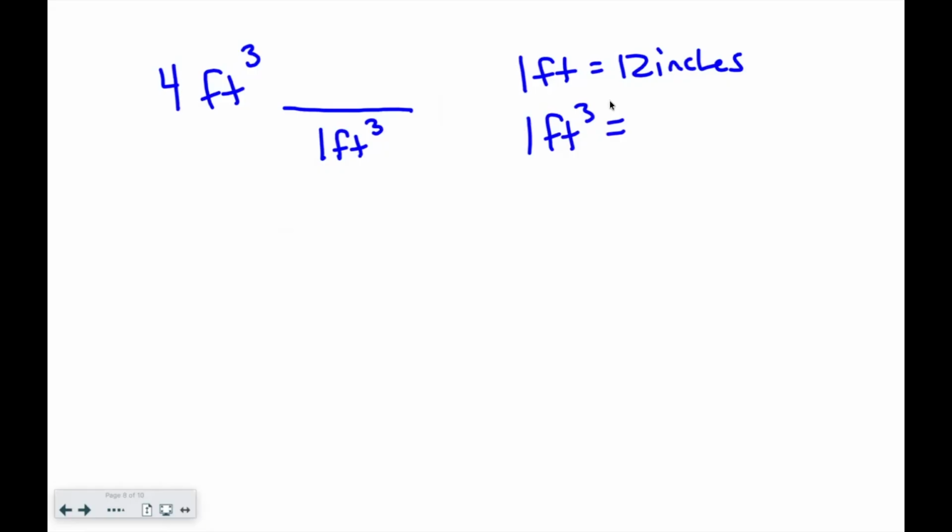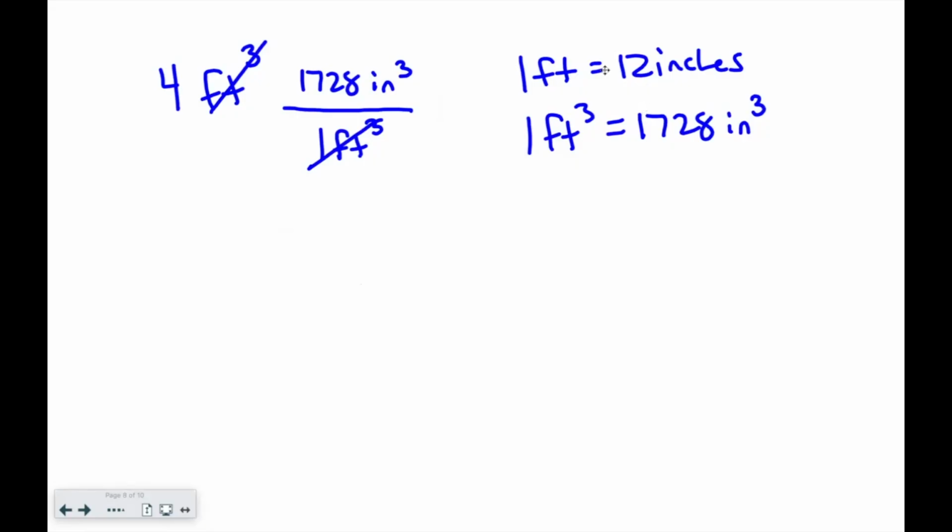12 cubed, I'll actually do that. 12 cubed is 1,728. So if I do 12 cubed, I get this. So that means that there is this many cubic inches in 1 cubic foot, and then that's what would go up here. So these would cancel. My final answer would just be whatever 4 times 1,728 is. Okay, that makes sense. Thank you.